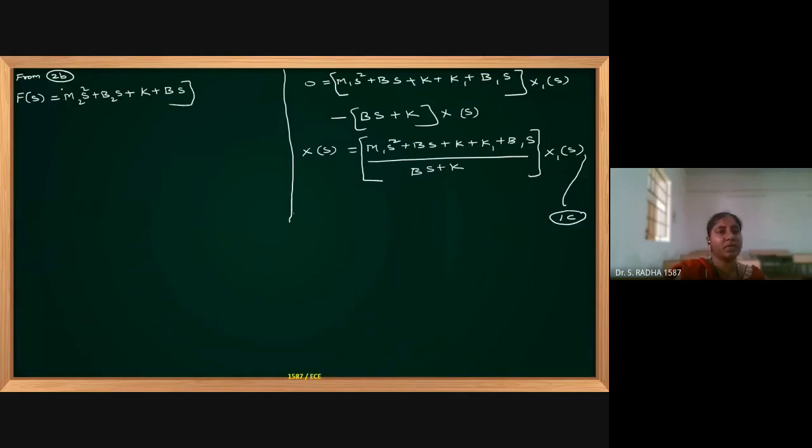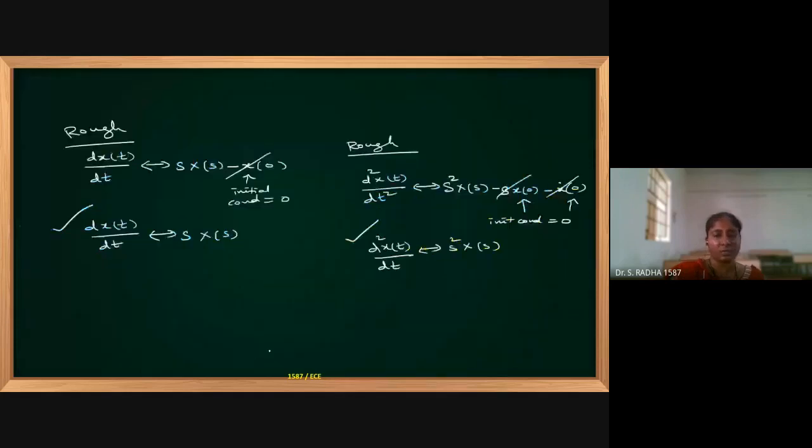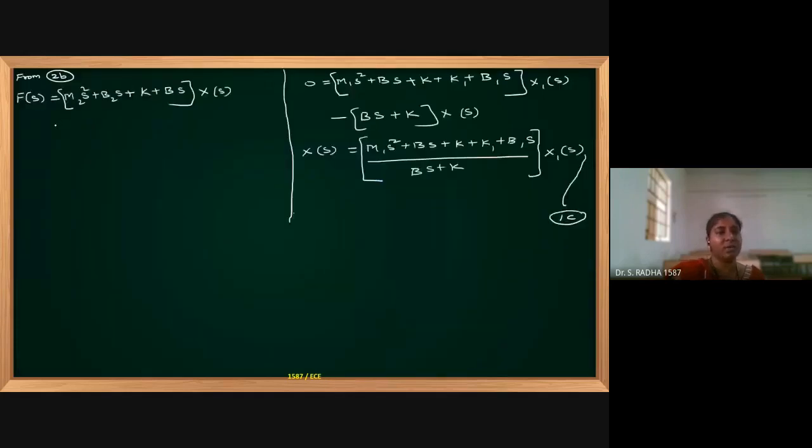All these are having commonly x of s. If you see x1 of s is also there, minus k into x1 of s. Next minus bs into x1 of s. This is how I will write, minus, I will take common, k plus bs, which are having x1 of s as the term.